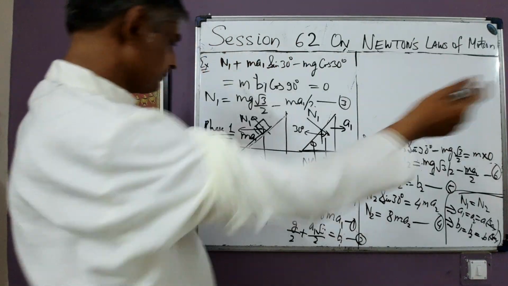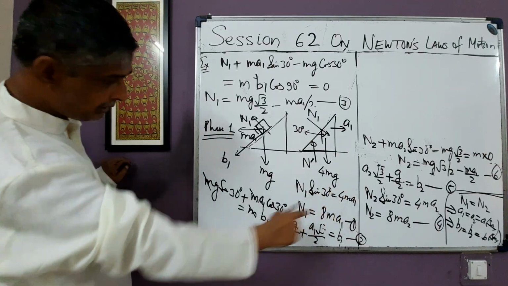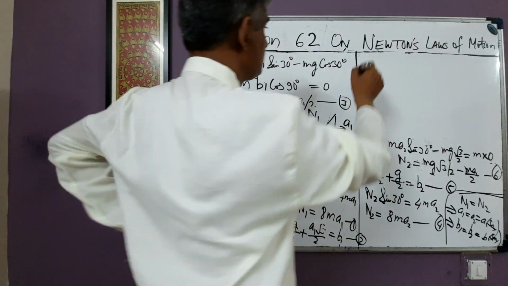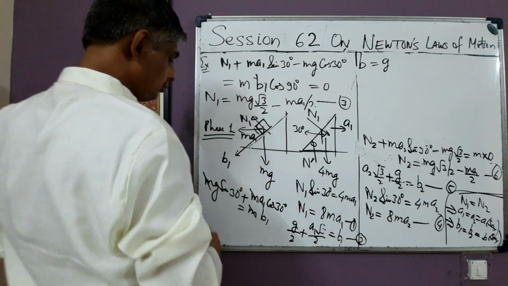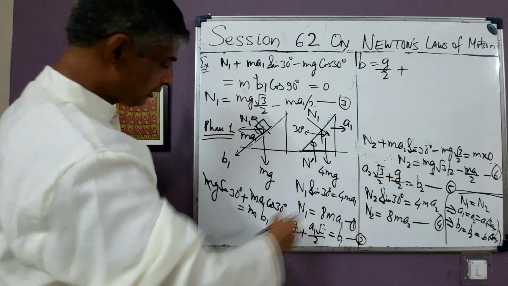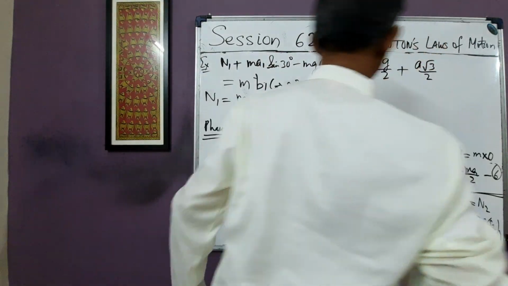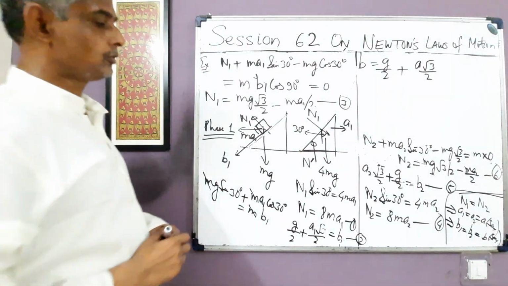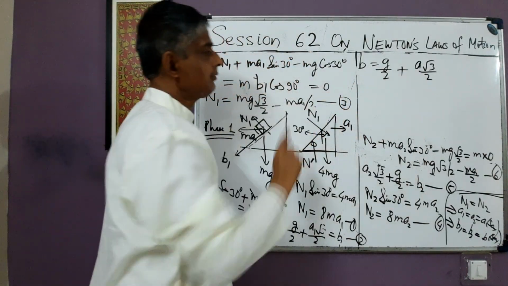So now you see, I'll use this equation itself. What is b1, b2? They are both b, and this is also b. So b is equal to g by 2, and a1 also is replaced by a, they are both equal, a root 3 by 2. Now to know b, we have to find the time.